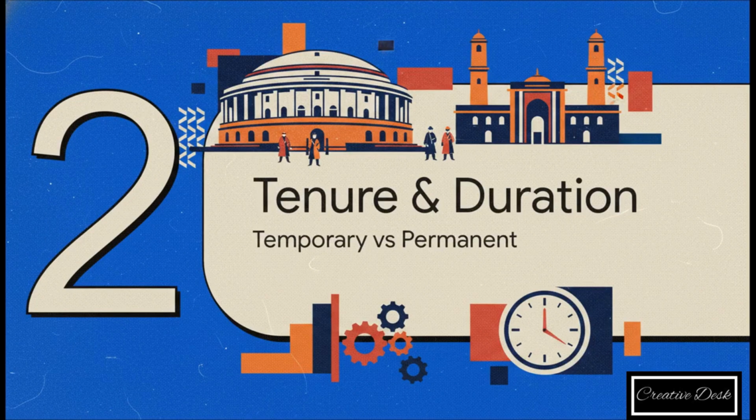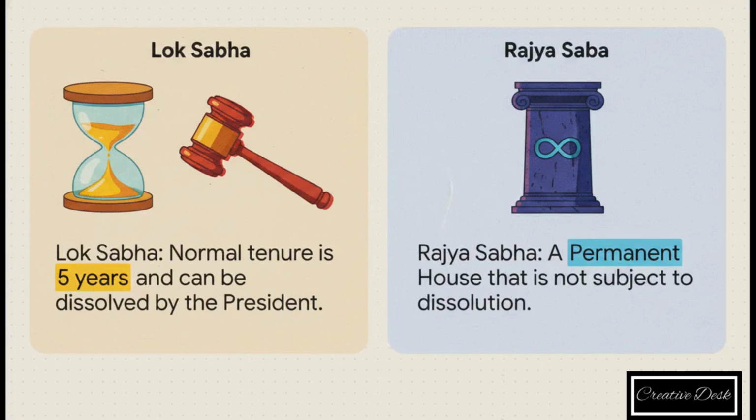Moving on to Section 2, tenure and duration, temporary versus permanent. So the crucial takeaway here is just how fundamentally vulnerable the Lok Sabha really is. Sure, its normal tenure is 5 years, but it can actually be dissolved by the president even before that term is up. How? Well, if a no-confidence motion is passed, meaning the government loses the majority support of the House, boom, the Lok Sabha falls.